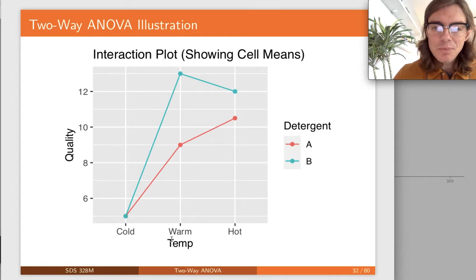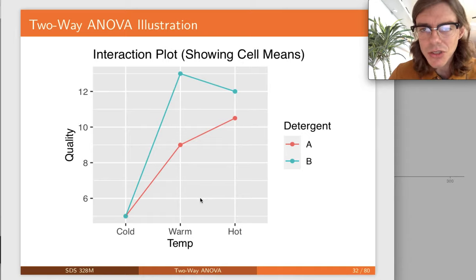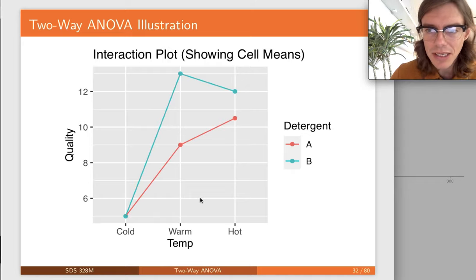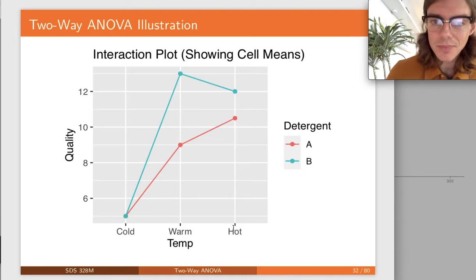Interesting. When you're looking at differences between detergents, you're looking at differences between those two lines, and it doesn't look like they're constant. When the water's cold, they both suck equally. They're both around a 5 cleanness rating. When the water's warm or hot, though, detergent B is doing better. It gets higher scores than detergent A. The blue line is above the red line. So we may have a significant interaction here. The effect of detergent looks like it might depend on what water temperature you're using.